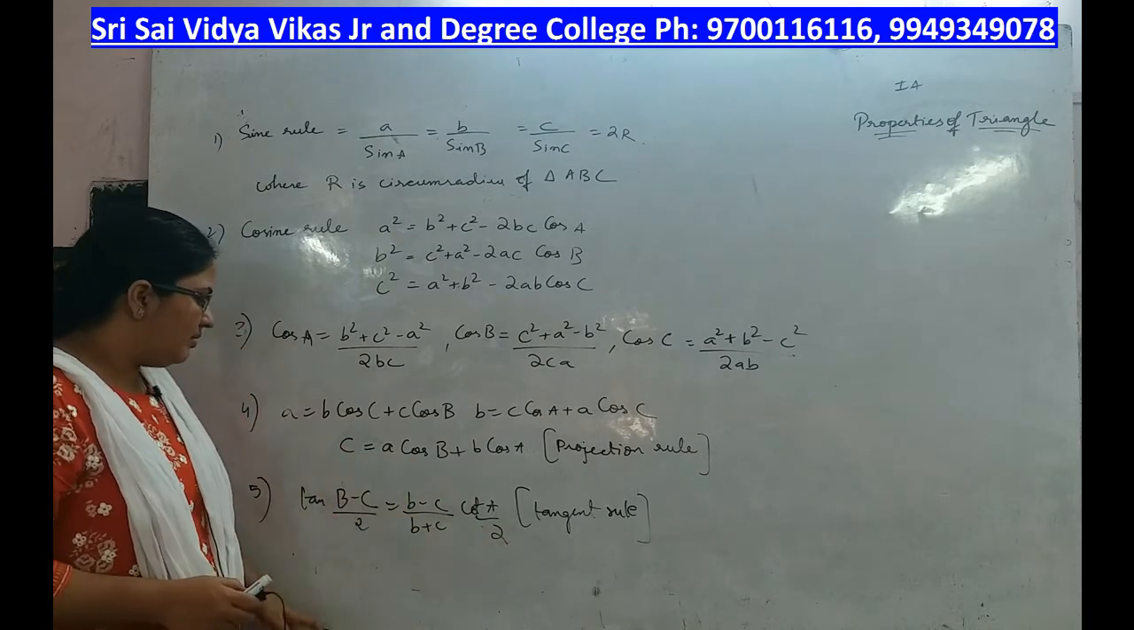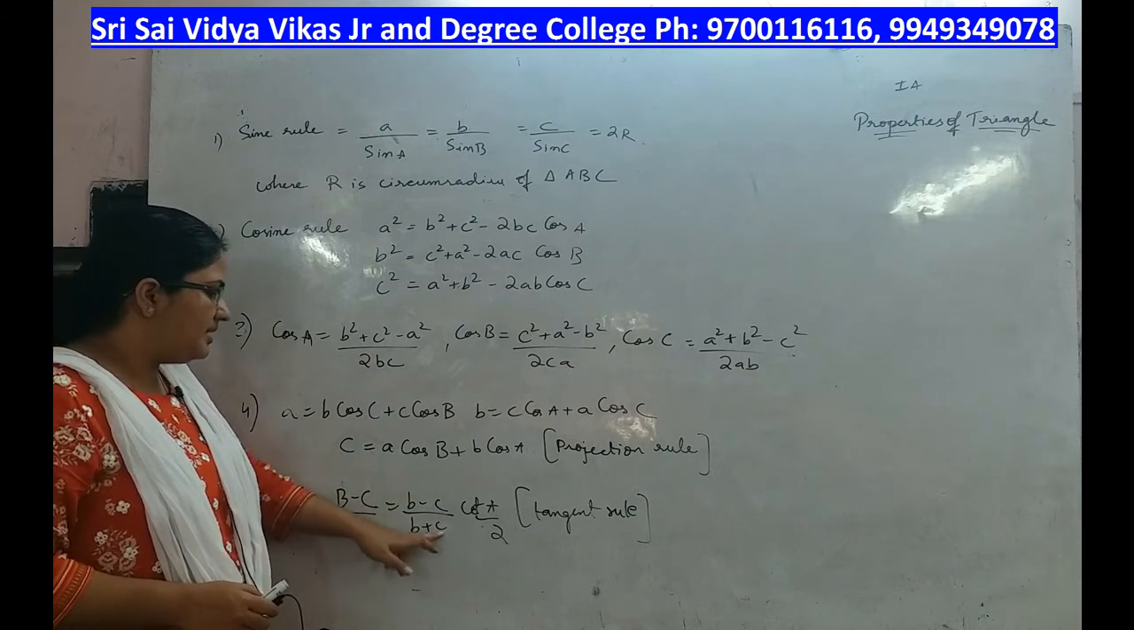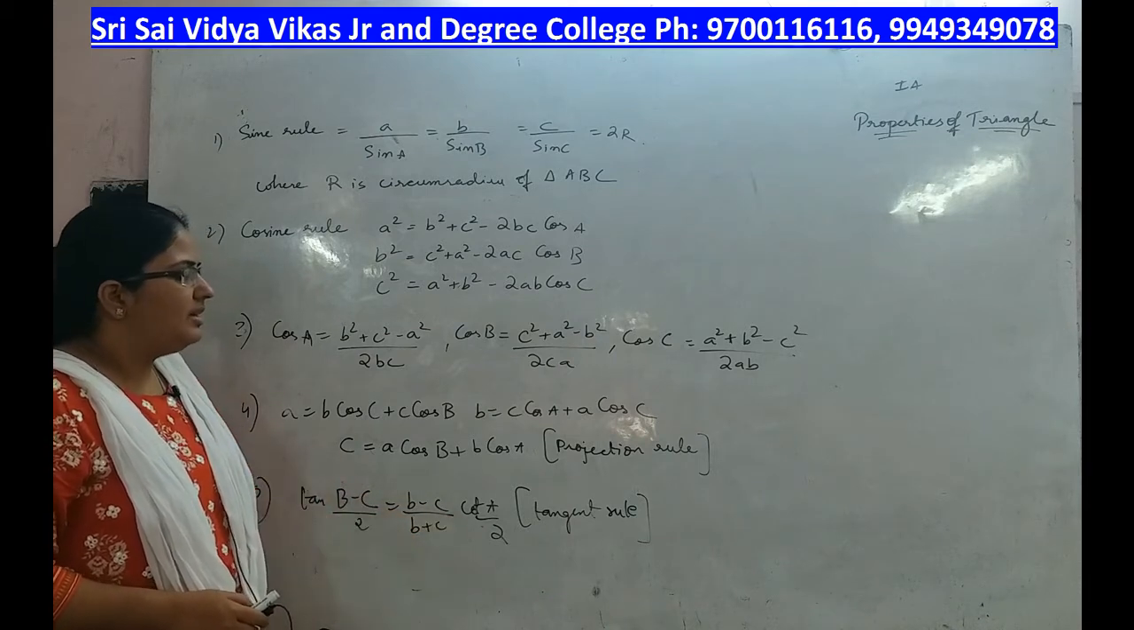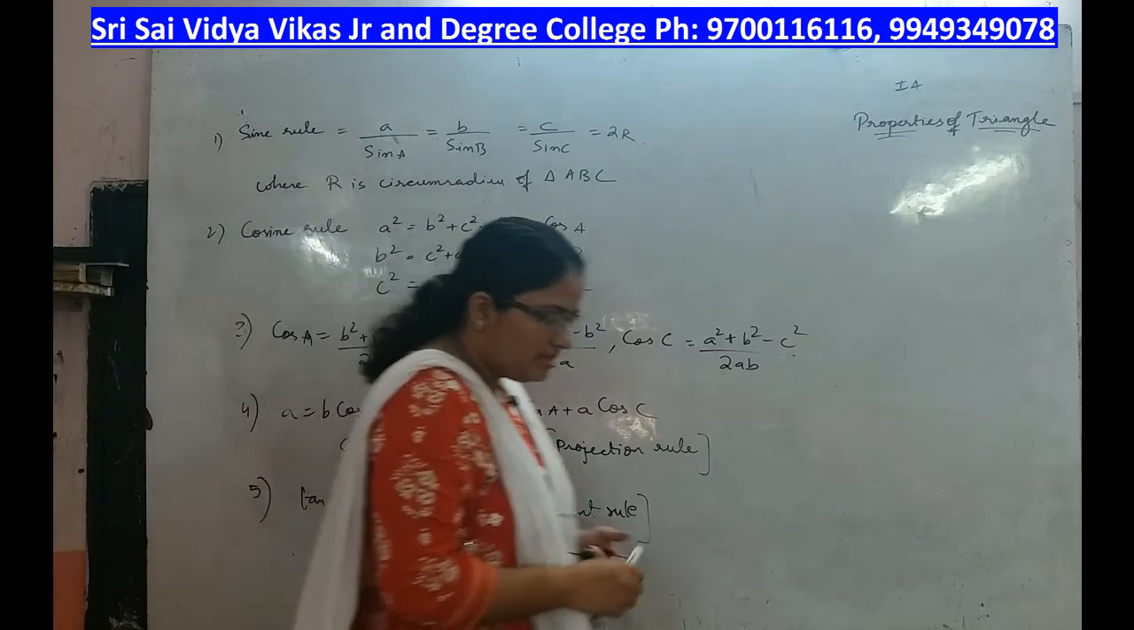Next we have tangent rule. Tan of (B minus C) by 2 is equal to (b minus c) by (b plus c) cot A by 2. This is called tangent rule. Note down these formulas.